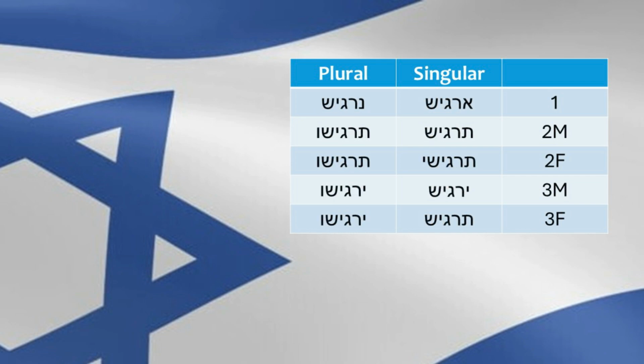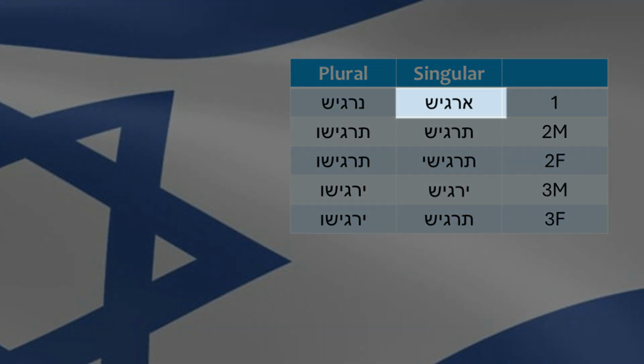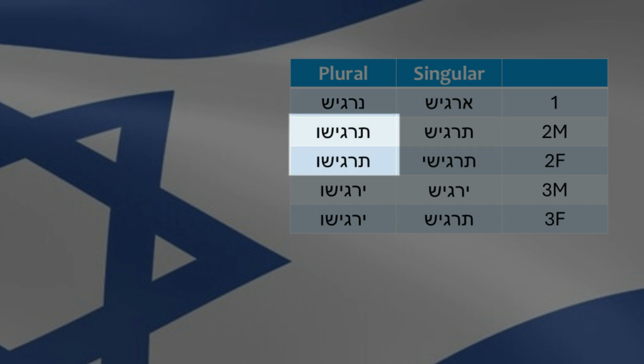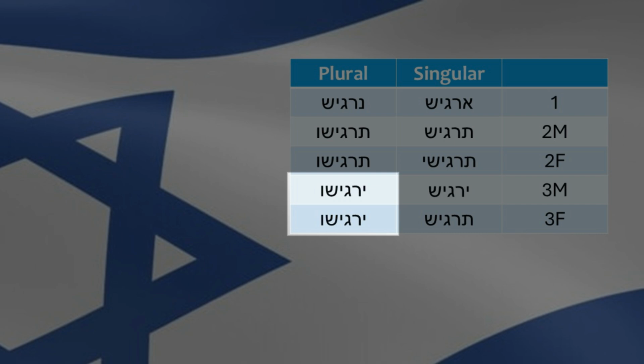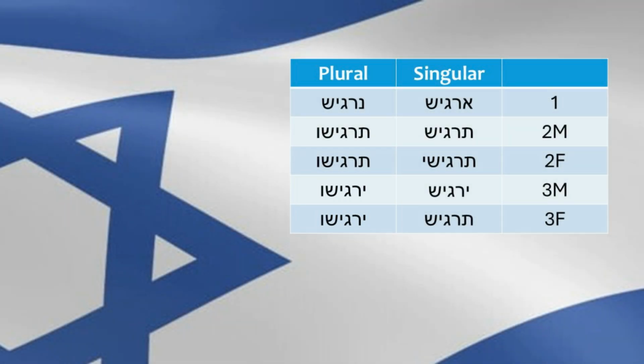Then with lehargish, we have ani argish, ata targish, at targishi, hu yargish, hi targish, anachnu nargish, atem and aten targishu, hem and hen yargishu. No vowel reduction on this one.